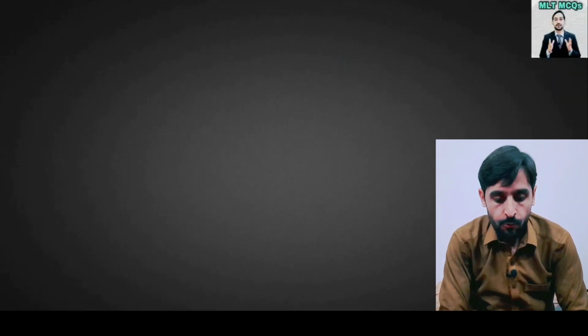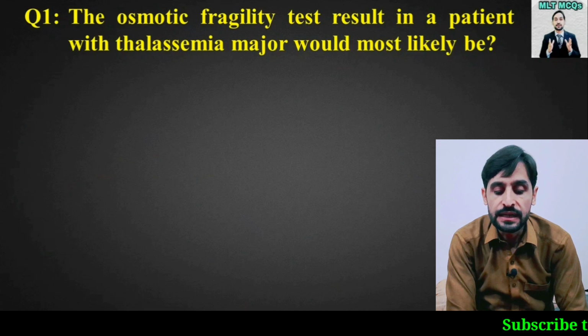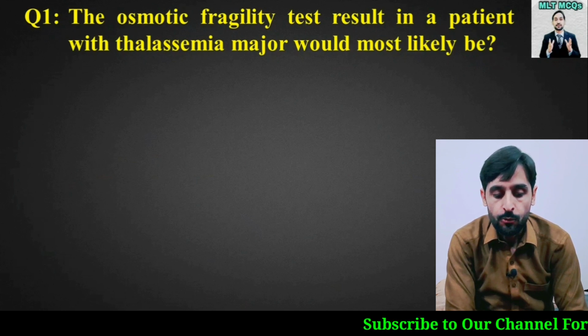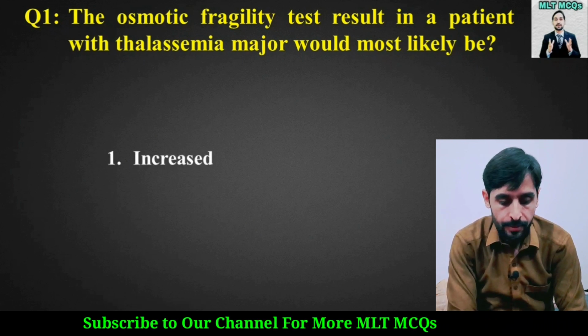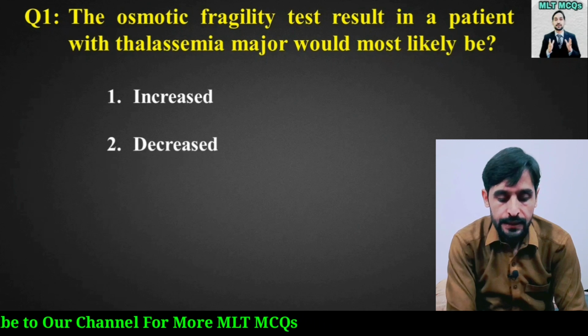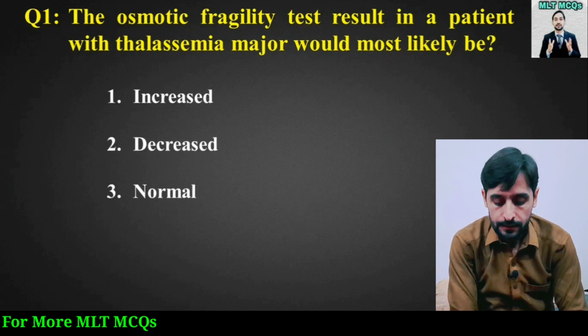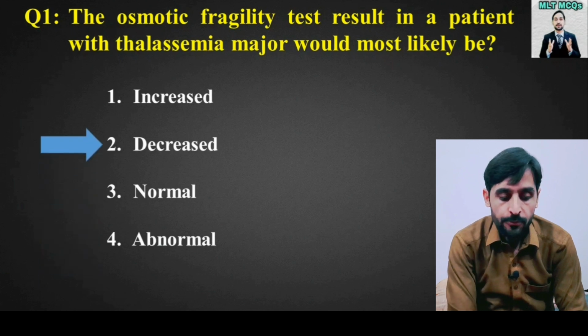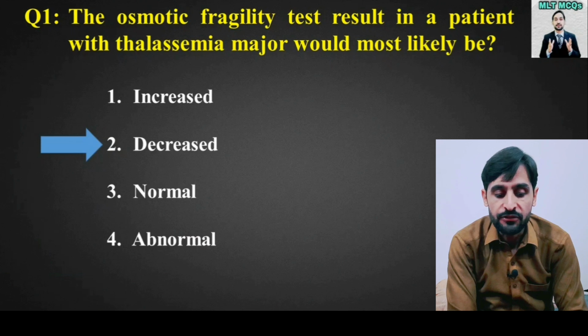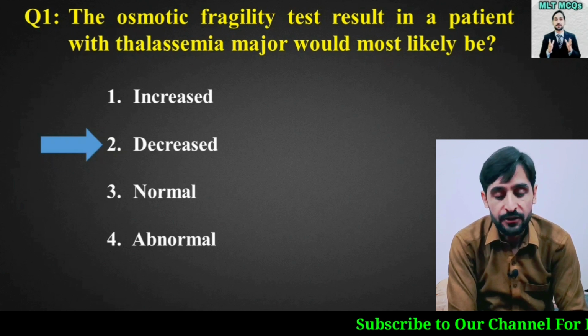MCQ number 1: The osmotic fragility test result in a patient with thalassemia major would most likely be. Options are increased, decreased, normal or abnormal, and the true option for this MCQ is option number 2, decreased. The osmotic fragility test result in a patient with thalassemia major would most likely be decreased.